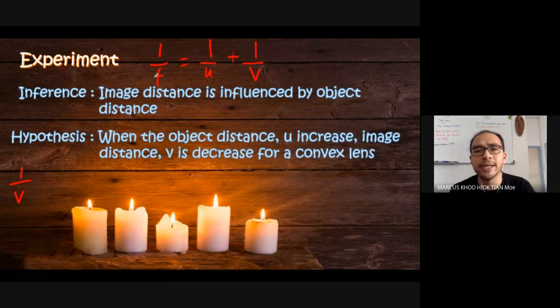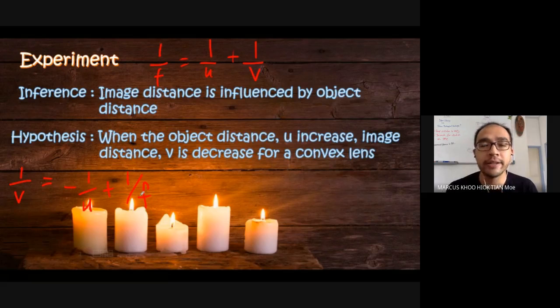I don't want 1 over F. Okay, let's say I want it to be 1 over V. So what I will need to do is bring the 1 over U across. So I will get negative 1 over U plus 1 over F.